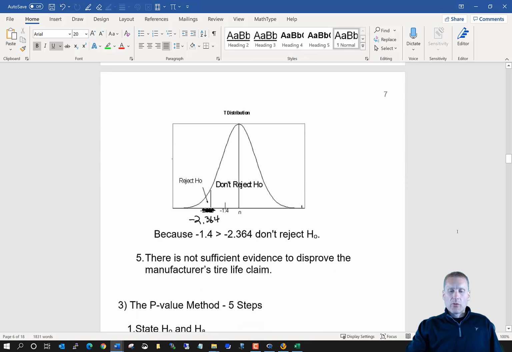In step 4, let's graph things out. Here's where my test statistic falls relative to our critical value. This isn't really extreme. This would not be unusual to have this particular sample if H0 was true. So therefore, because negative 1.4 is greater than negative 2.364, don't reject H0. Thus, there is not sufficient evidence to disprove the tire manufacturer's claim.